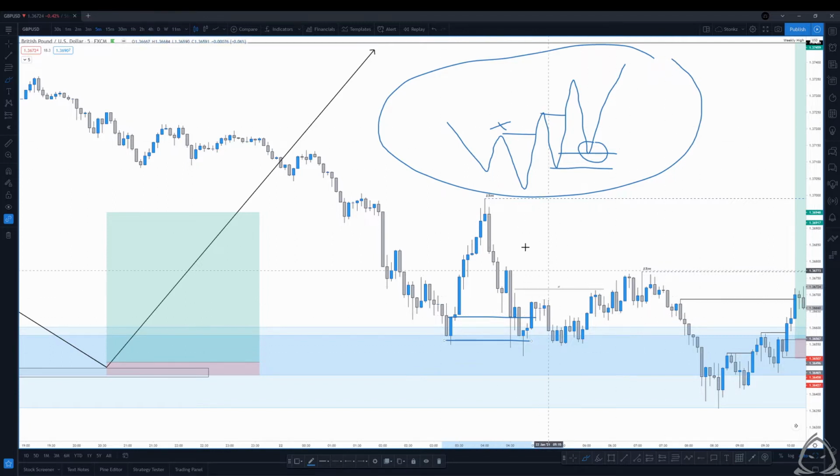If you were waiting for that confirmation entry, as you can see, we didn't actually break structure to the upside. We would have been trading within this range, and we ended up just breaking structure to the downside, so we wouldn't have gotten this second confirmation entry.